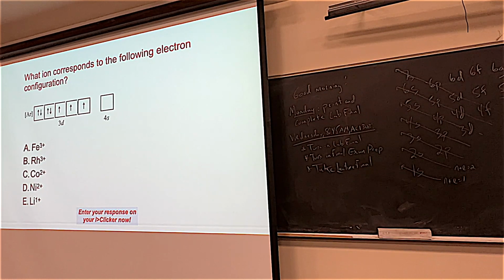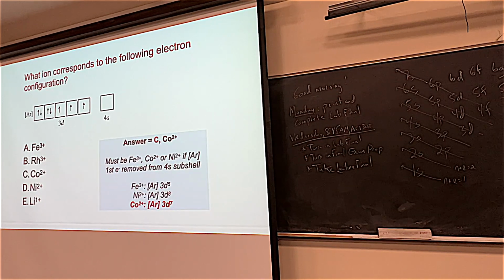Now, nickel 2 plus right next door would have 1, 2, 3, 4, 5, 6, 7, 8 3d electrons and 2 4s. So for nickel 2 plus, you would take out the 4s electrons, and you'd be left with 3d8. So you'd have one more electron in one of those right there. So of all of these here, it's going to be cobalt 2 plus.